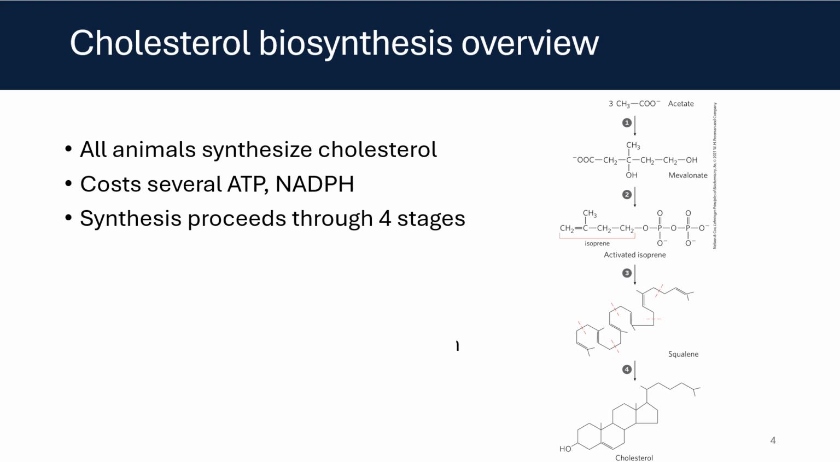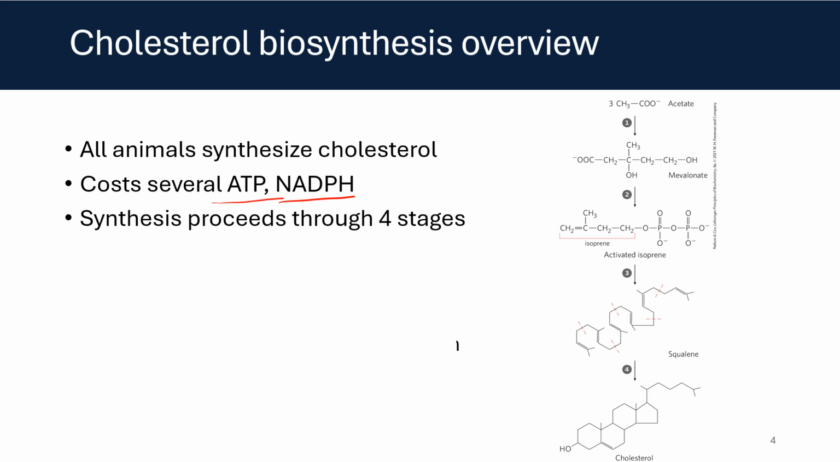The first goal for today's lecture will be to survey how biology takes a simple unit like acetate and makes it one of the most synthetically challenging natural products out there, namely cholesterol. And as challenging as it is, all animals are capable of making this compound. Doing so is going to be very laborious. It's going to cost several ATP molecules, free energy, along with several molecules of NADPH, aka reducing power, the same kind used to make fatty acids.